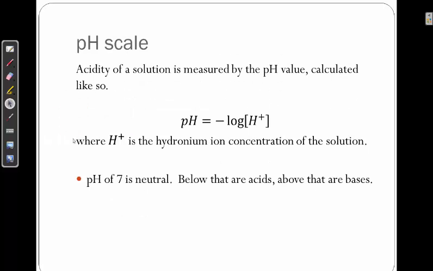And this is how you calculate pH. You may be familiar with this scale. It measures the acidity of a solution. And if you have a very high pH, it's a base. If you have a very low pH, less than 7, it's considered to be an acid. It just depends on which kind of thing you're doing.